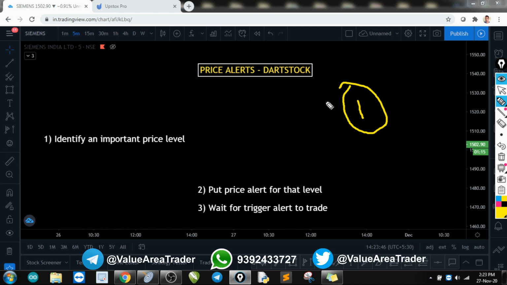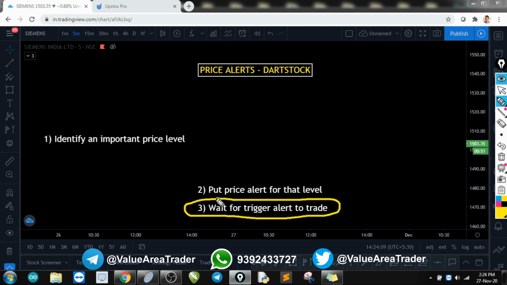So what I do nowadays is that I use this Dartstock platform, in which you can put unlimited alerts, and it is quite reliable, and the pop-ups which come are quite similar to what we get in TradingView. That's why I have started putting my triggers in the Dartstock account. Once you have put that price alert for that level, you just have to wait for the trigger alert to trade. You don't have to sit in front of the computer waiting for the trigger. The moment the trigger comes, you can take a trade, either buy or sell.